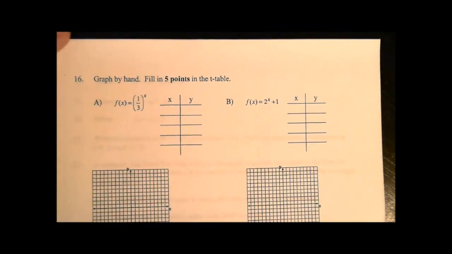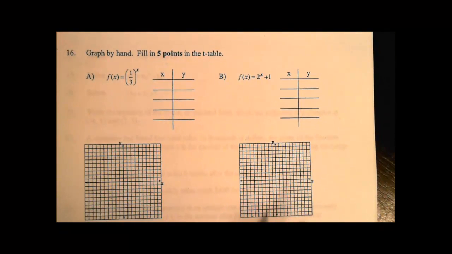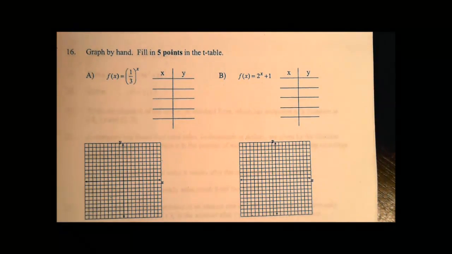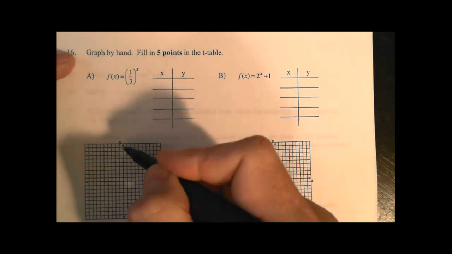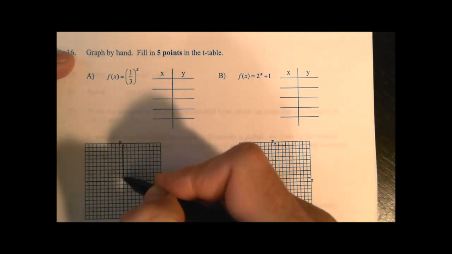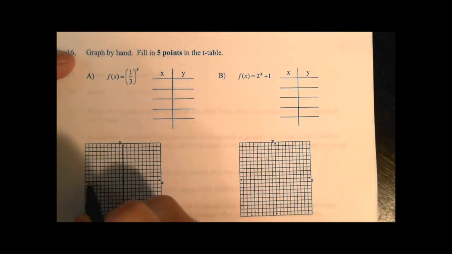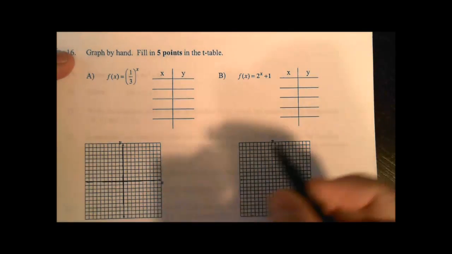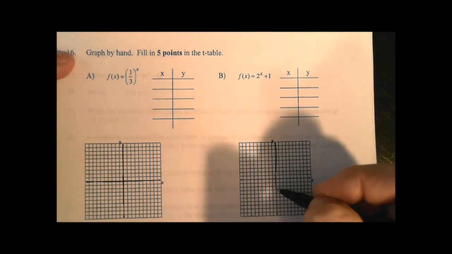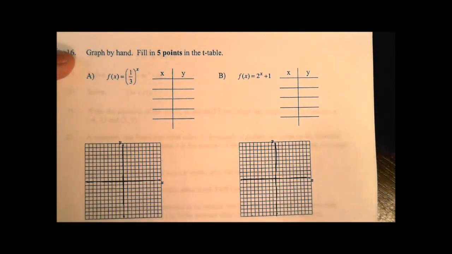Here we have some graphing problems. Graph by hand, fill in 5 points in the t-table, etc. And again, it's horrible graph paper where I can barely see the axes. Go ahead and draw these axes. You should get better graph paper on your exam than what we're seeing here.